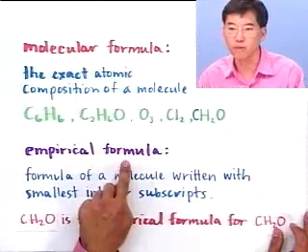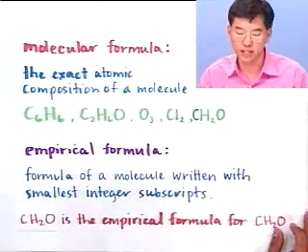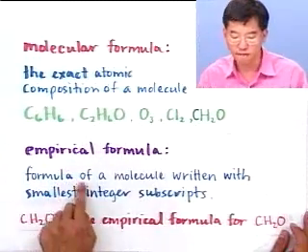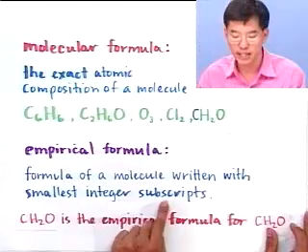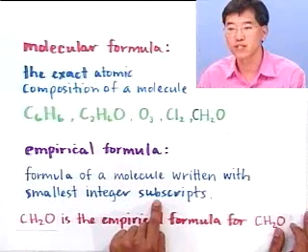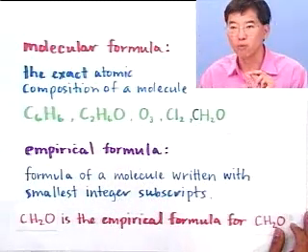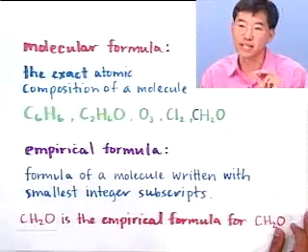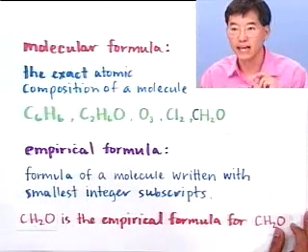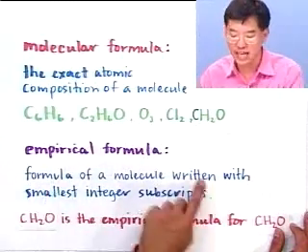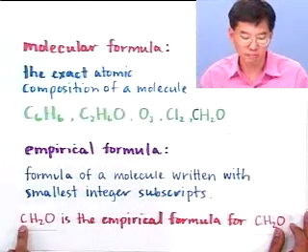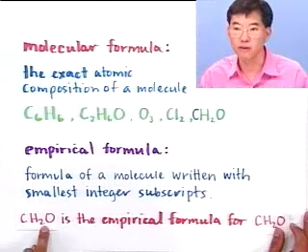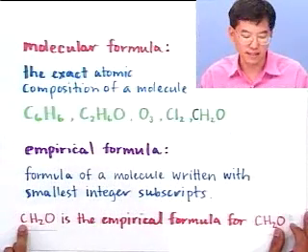The empirical formula, which is what we derived in our calculation on the previous couple pages, is the formula of the molecule written with smallest integer subscripts. Why is it written with smallest integer subscripts? Because we're limited in the amount of information that we can glean from the analysis by mass. This just happens to be the best we can do. And what we saw is that the empirical formula for our unknown compound is CH2O.